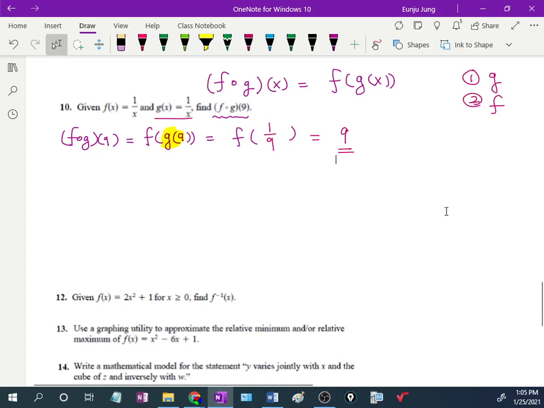Number 12. We are looking for, what is this notation for? Inverse function, okay? We use the same notation for the matrix, right? Yeah, inverse notation. So I'm looking for the inverse function.